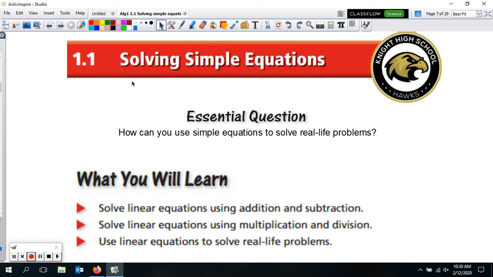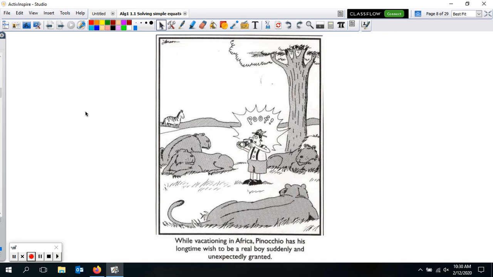All right, well, before we get into our lesson, I like to do a cartoon. So here's our cartoon for the day. This is a Far Side cartoon. It says, while vacationing in Africa, Pinocchio has his longtime wish to be a real boy suddenly and unexpectedly granted. Poof, he's a real boy. So apparently now he can die because the lions are right there in the middle. He's in the middle of those lions.